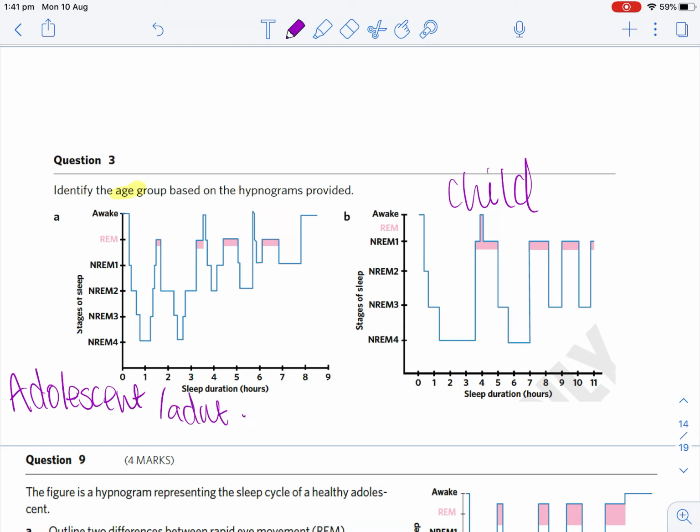So why is that? We can see the REM increasing. We can see the deep sleep in the first half and those brief awakenings. So it's going to be adolescent, basically mainly because of this 9 hour. If it was a bit less, I would say an adult, but without more information, it could kind of be either.